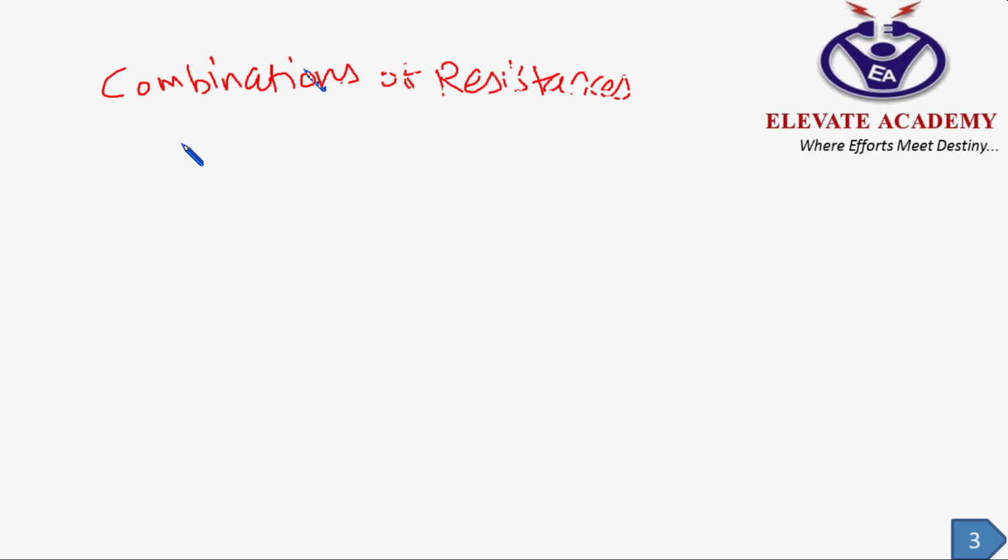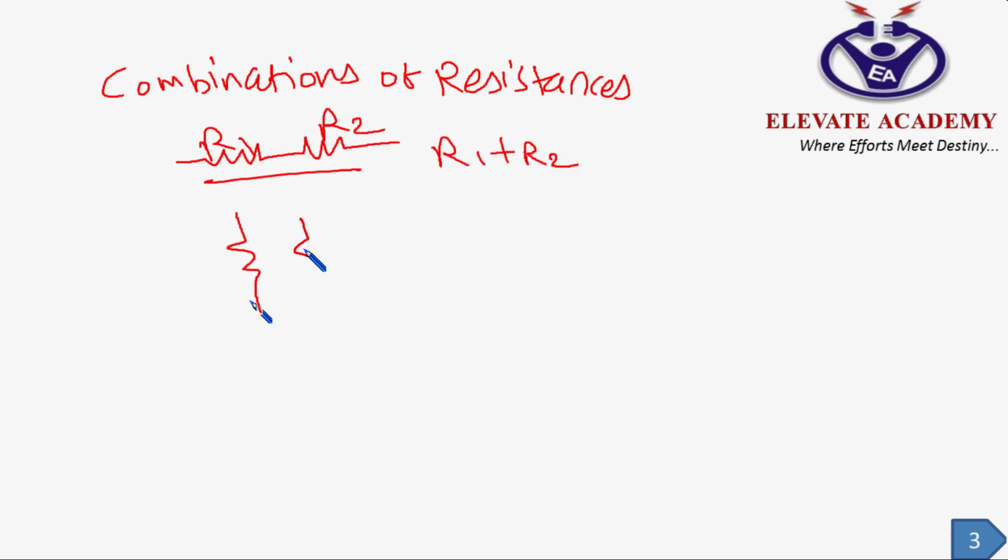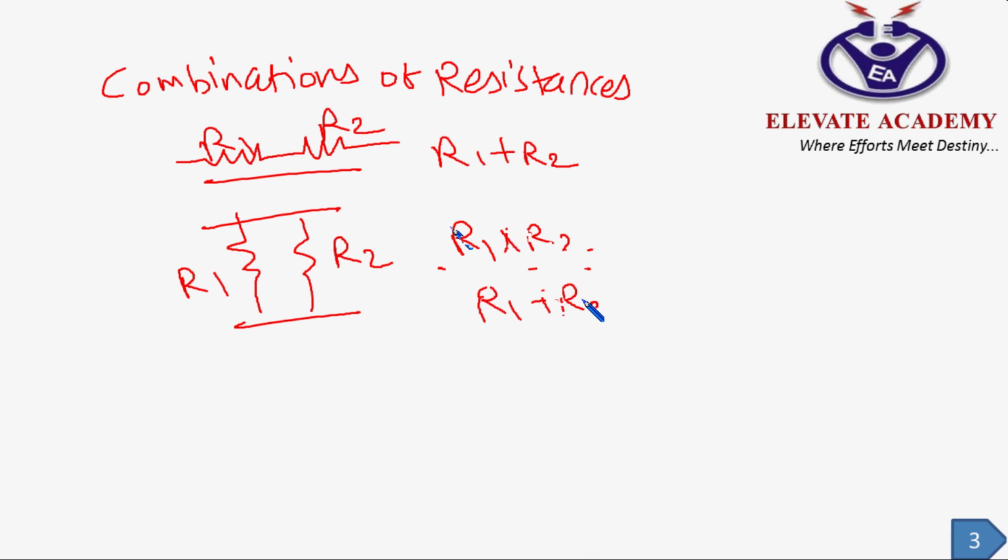Different types of combination may be there. Suppose these two resistors, R1 and R2, are in series; the value of that series resistance is R1 plus R2. If these two resistors are in parallel, then there will be a mathematical formula: R1 multiplied by R2 divided by R1 plus R2. This is nothing but the parallel combination.